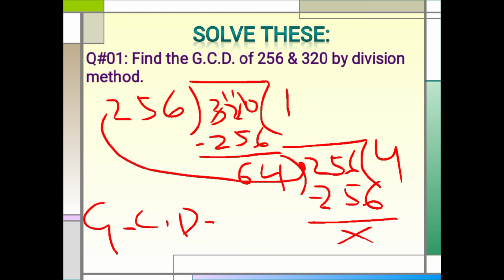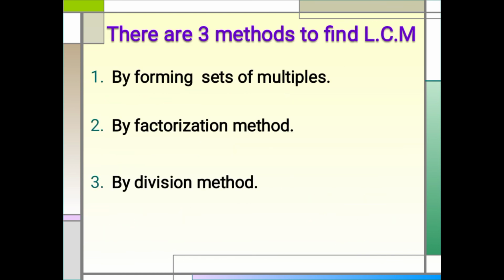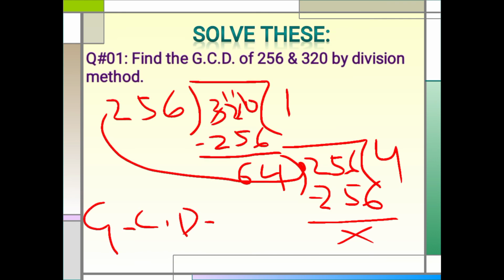Your GCD is equal to 64, not this 4. Okay, is it clear? Please write it down in the chat box.